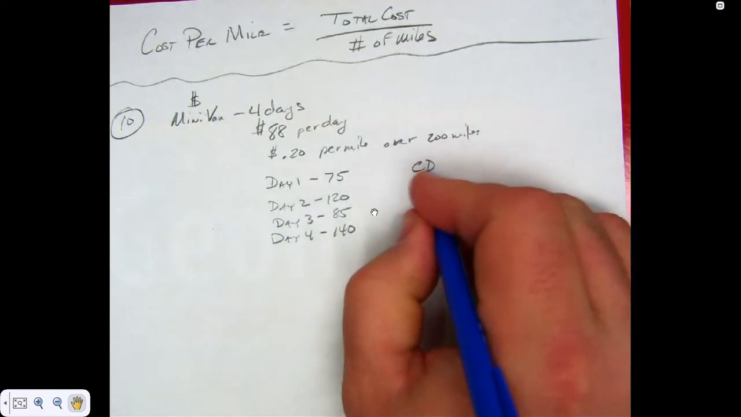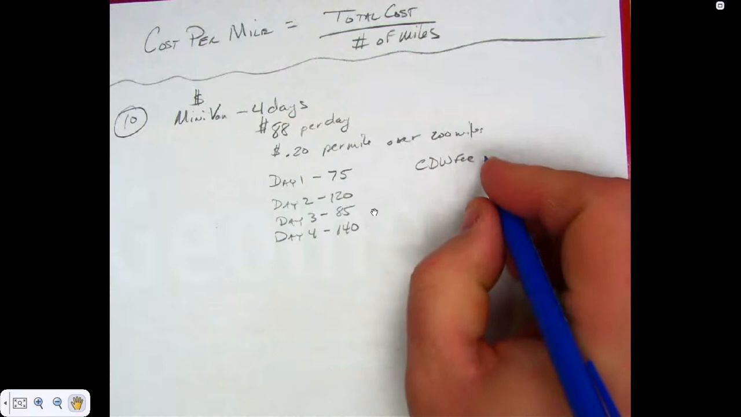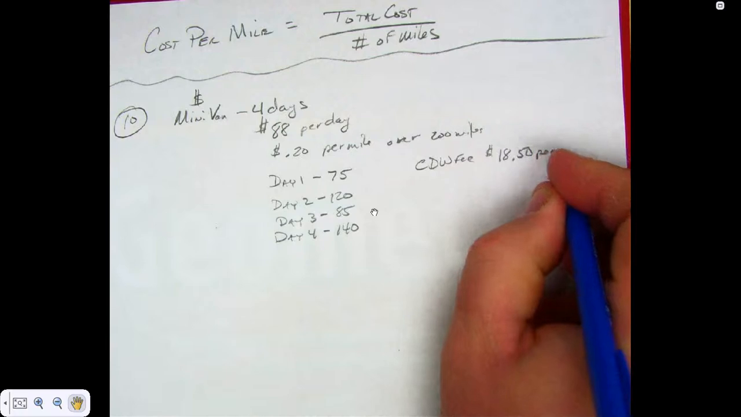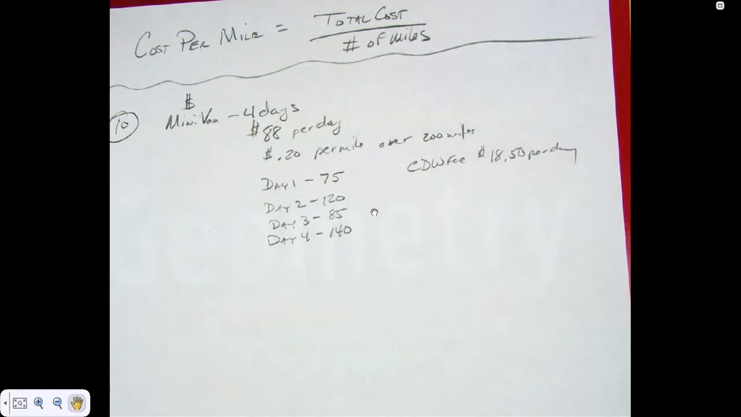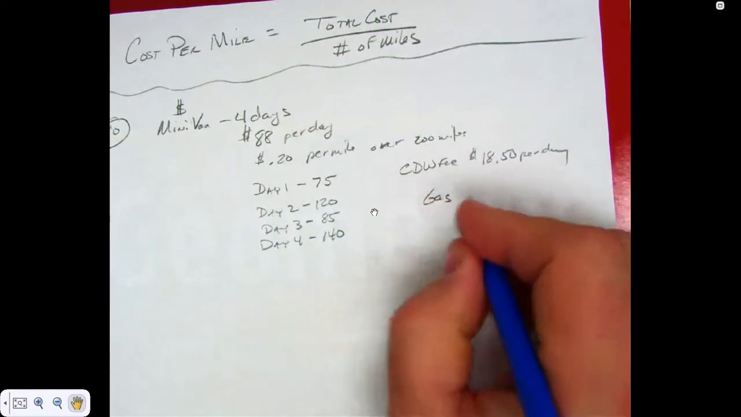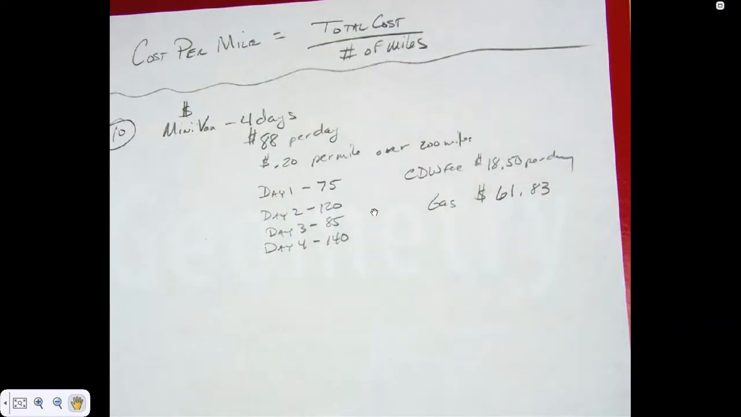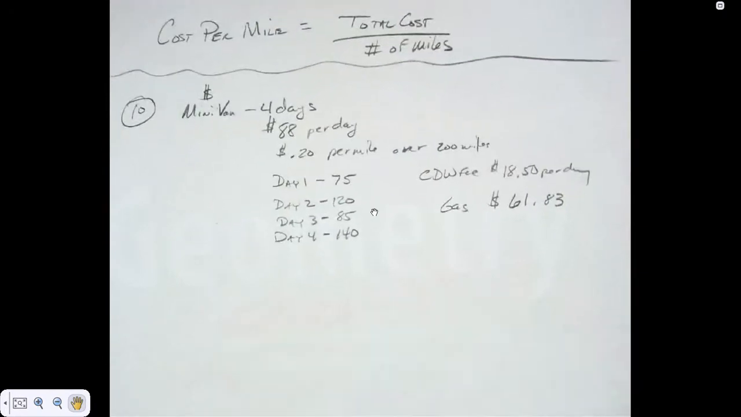CDW fee is $18.50 per day. Gas, he spent $61.83. So as you can see, lots of times it's not as simple as when you go to a site and look, okay, how much is this car going to cost to rent? There's other things. A big thing is you always want to fill it up before you give it to them, because they charge you about $10 a gallon if you hand it to them empty, because you're supposed to bring it to them full.